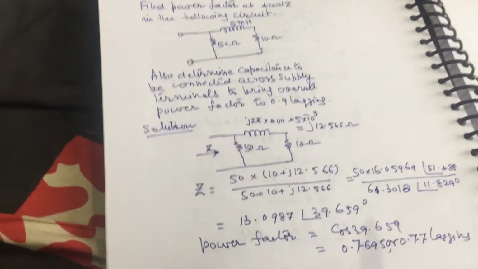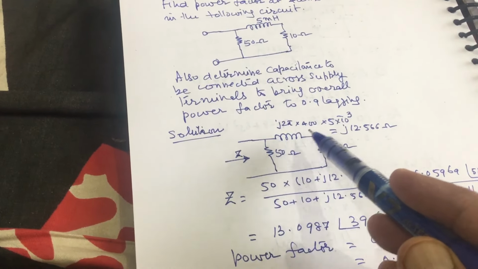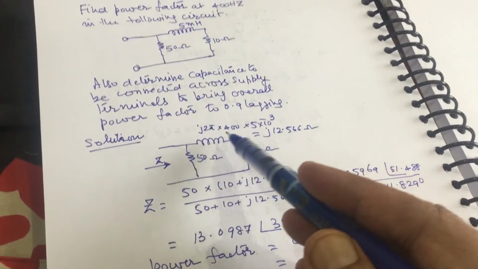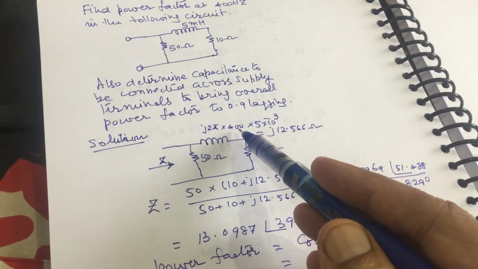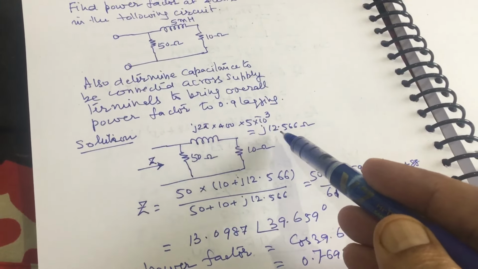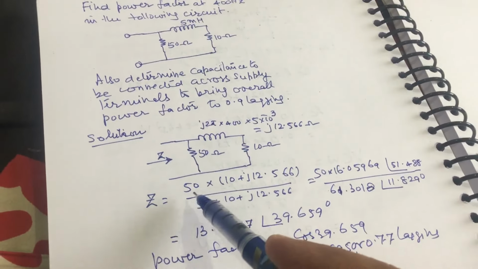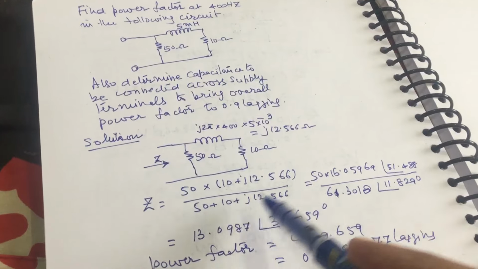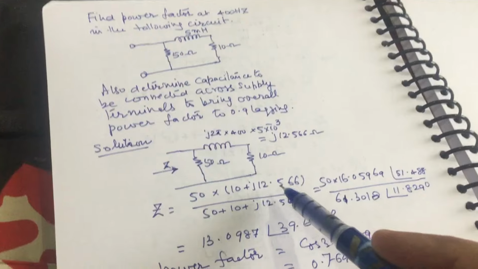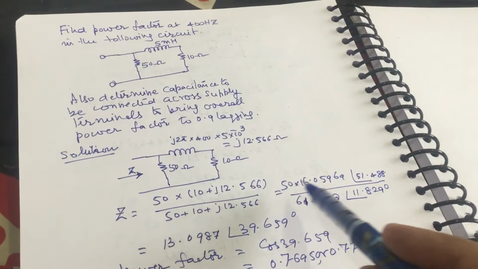So we can proceed like this. We make this circuit like here and we convert the 5 mH into inductive reactance. So the inductive reactance becomes j2πfL. 2πf is 400 and 5 into 10 to the power minus 3 is the inductance. So this becomes j12.566 ohm. So we can write this Z as 50 into 10 plus j12.566 divided by 50 plus 10 plus j12.566. Now we convert this rectangular form of complex number into polar form.